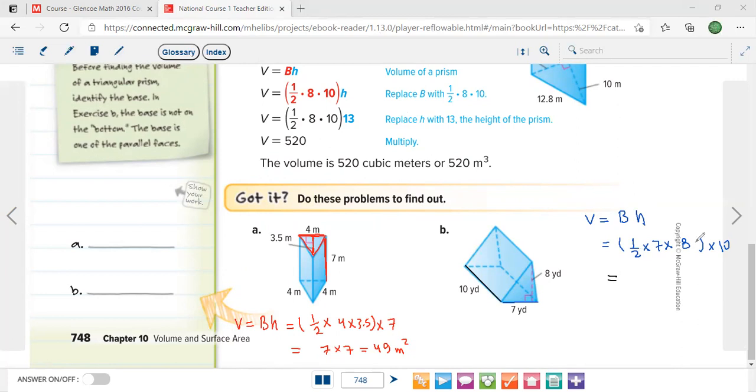So now what is half of 8? Half of 8 is 4 by 7, 28. 28 multiplied by 10 will give you 280 yard cubed. And this is meter cubed, not square, because it's volume. Meter cubed, yard cubed. Volume is always in cubic units.